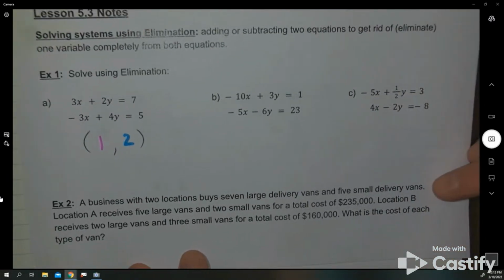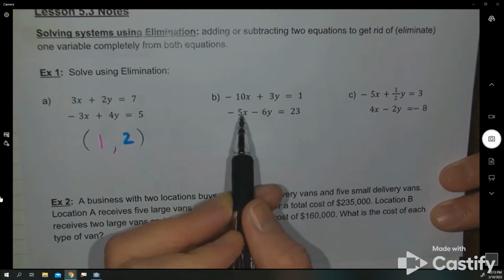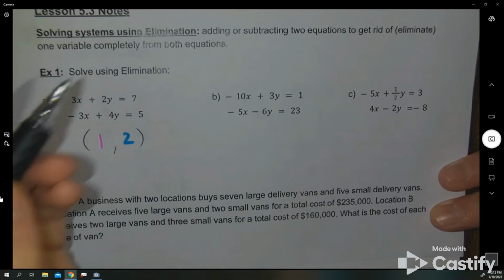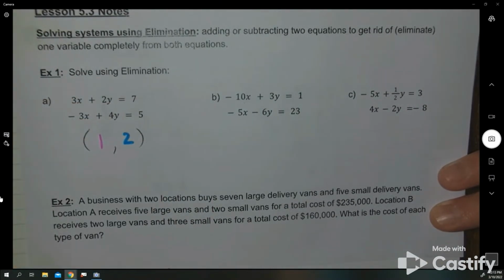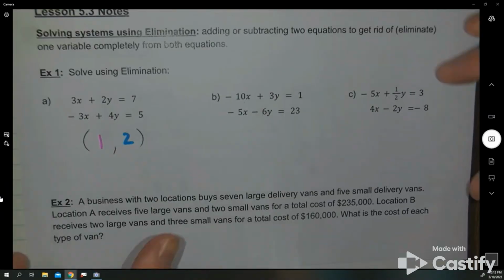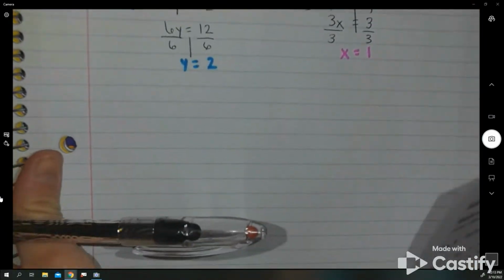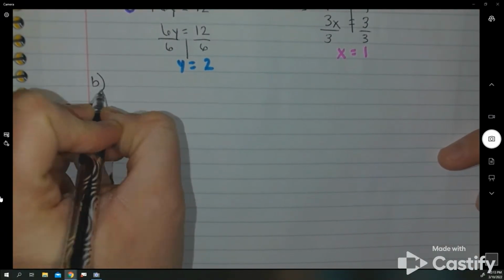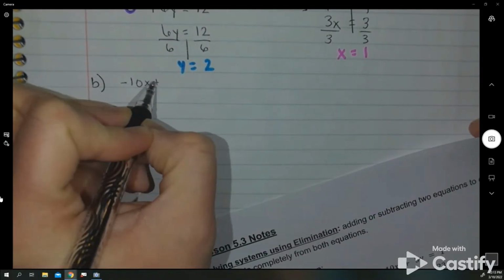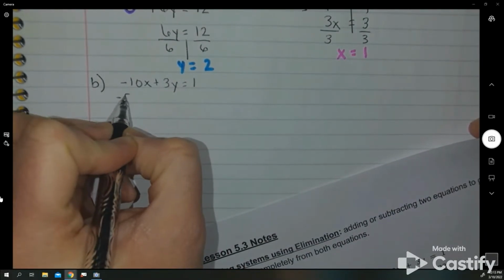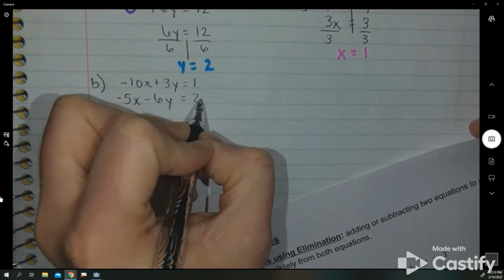Now when I look at example B, I'm looking at my x's, I'm looking at my y's. Neither one of them have the same number, like I don't have 2 10s, I don't have 2 6s, something like that. So I'm going to have to change one of my equations in order to be able to eliminate. So let's take a look here. Letter B. We have negative 10x plus 3y equals 1. We have negative 5x minus 6y equals 23.